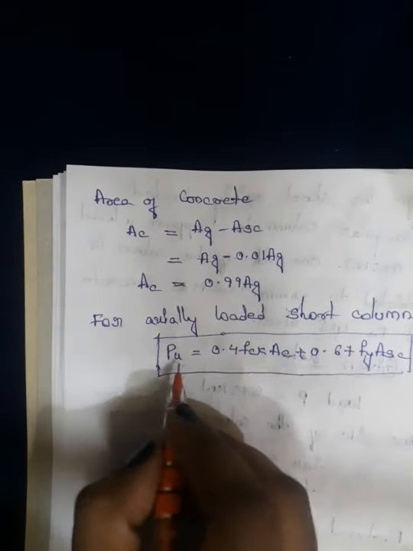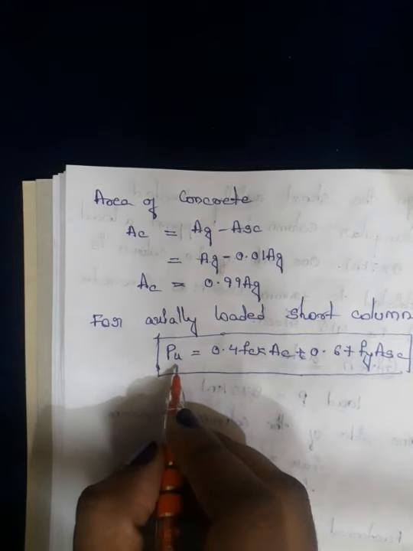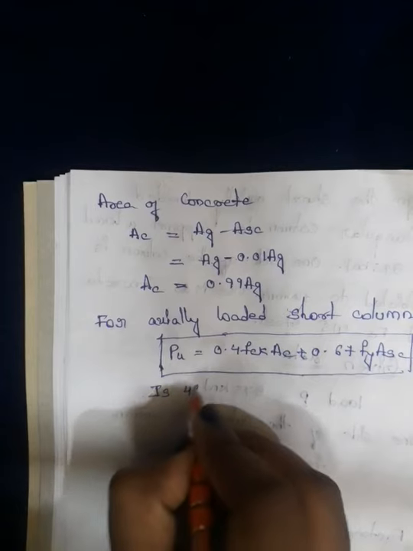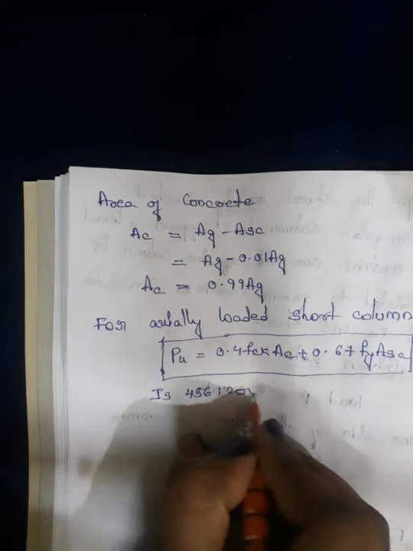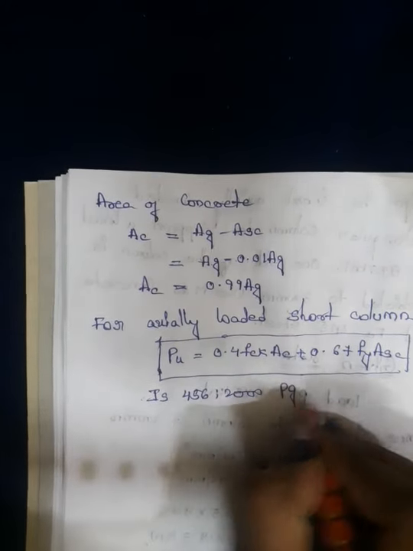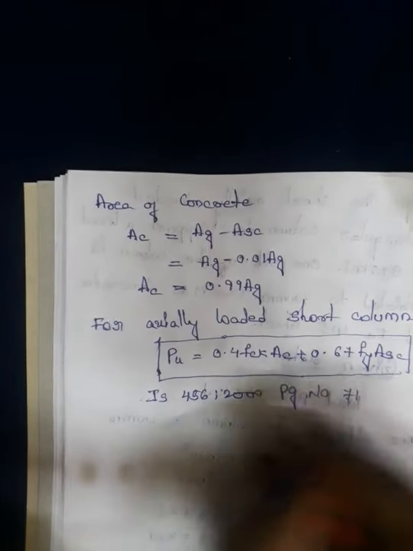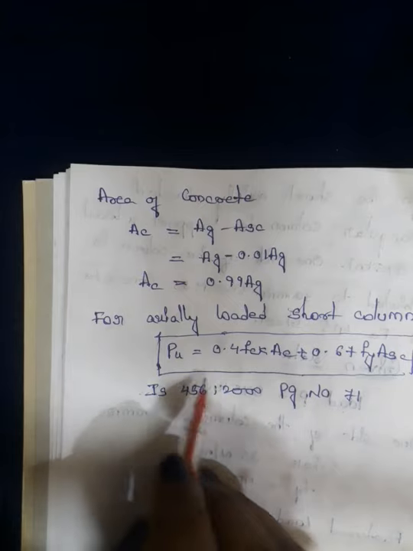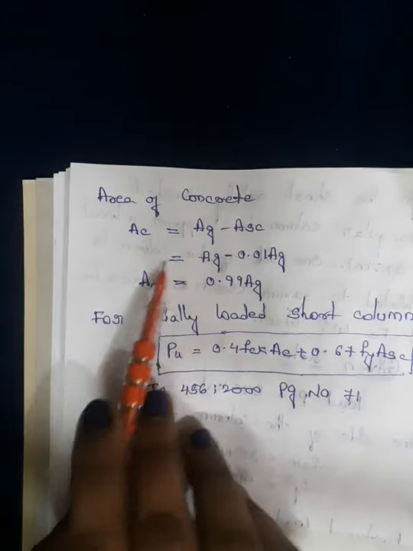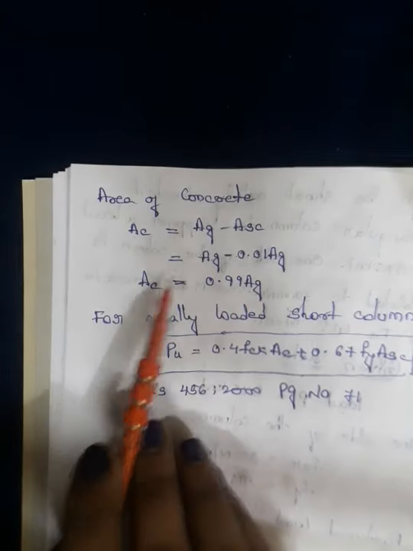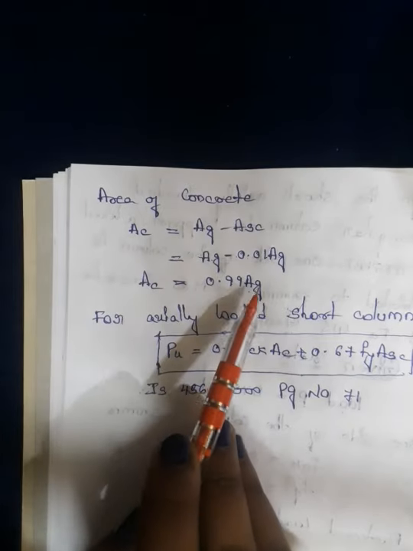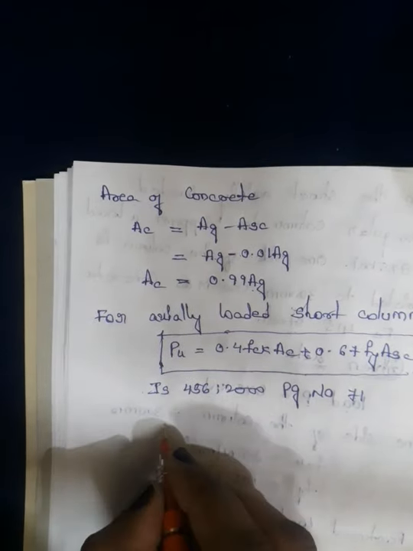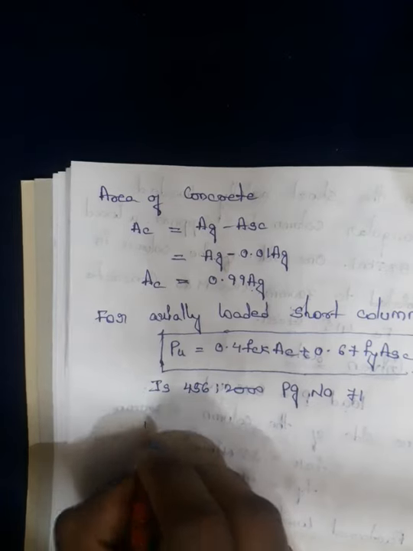So if you want the page number in IS 456, IS 456:2000, page number 71. You can find this formula on page number 71 of IS 456. Here we don't know the AG value, and we know AC and ASC values in terms of AG only. So we'll find the AG from this.